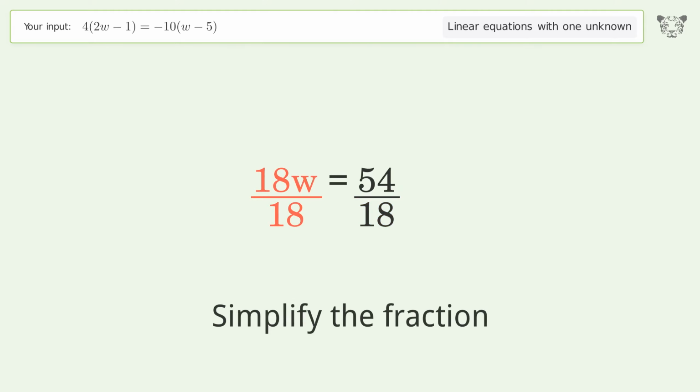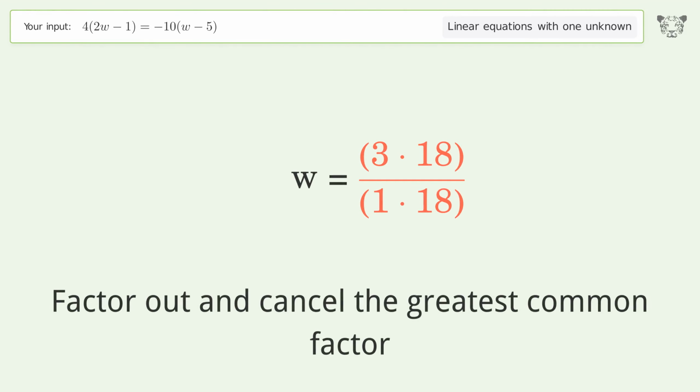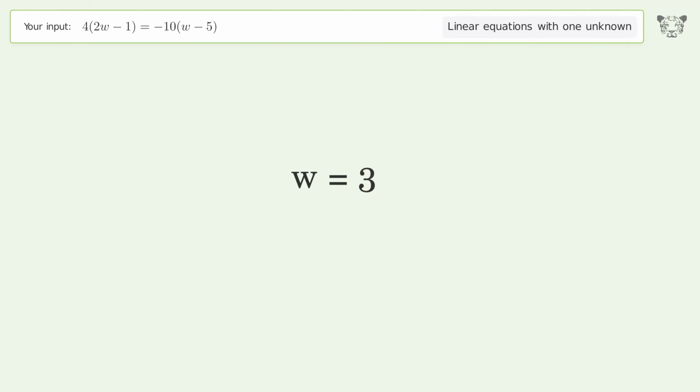Simplify the fraction. Find the greatest common factor of the numerator and denominator. Factor out and cancel the greatest common factor. And so the final result is w equals 3.